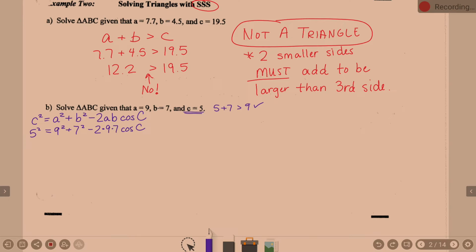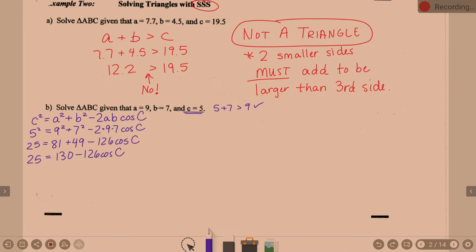Once you're filling it in, you're okay with the math, right? I'm going to keep going here. 25 equals 81 plus 49 minus 126 cosine of C. You can take individual steps, or a couple of steps at once if you want. I'm going to take it step by step here: I can add 81 and 49 to get 130, and get 130 minus 126 cosine C.